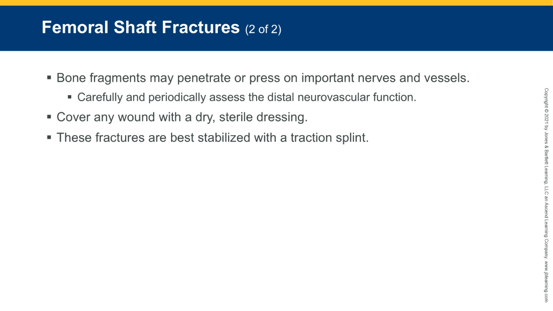Bone fragments from a femoral fracture can penetrate soft tissue, nerves, or blood vessels, leading to severe internal damage. Always assess distal neurovascular function to check for circulation issues. Cover open wounds with a sterile dressing and immobilize the fracture using a traction splint, which helps realign the limb and control bleeding.